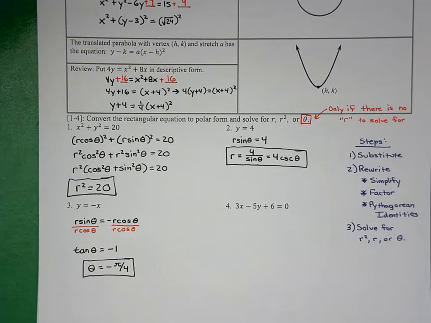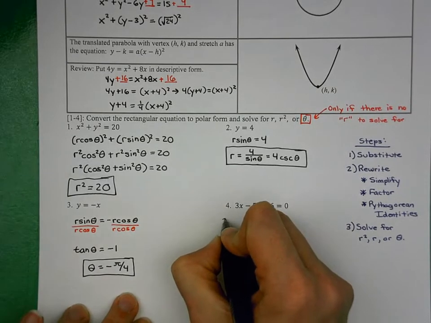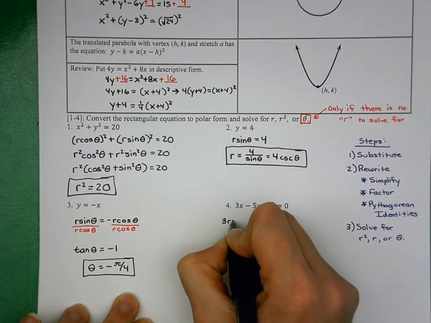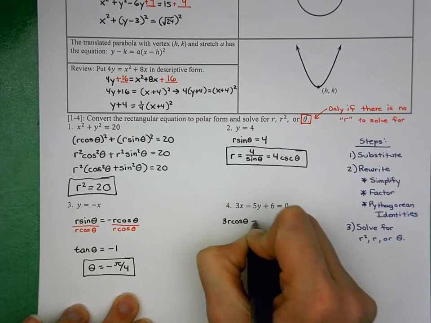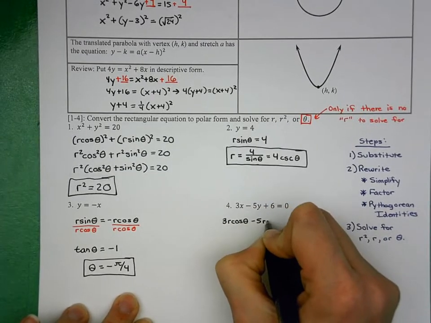Okay, last but not least, number 4, go ahead and pause the video, give this one a shot, restart it when you are ready. Okay, so we've got x's and y's here. X, remember, is r cosine theta. Y is r sine theta. So we're going to go ahead and substitute in. The 3x is r cosine theta. Minus 5y is r sine theta.